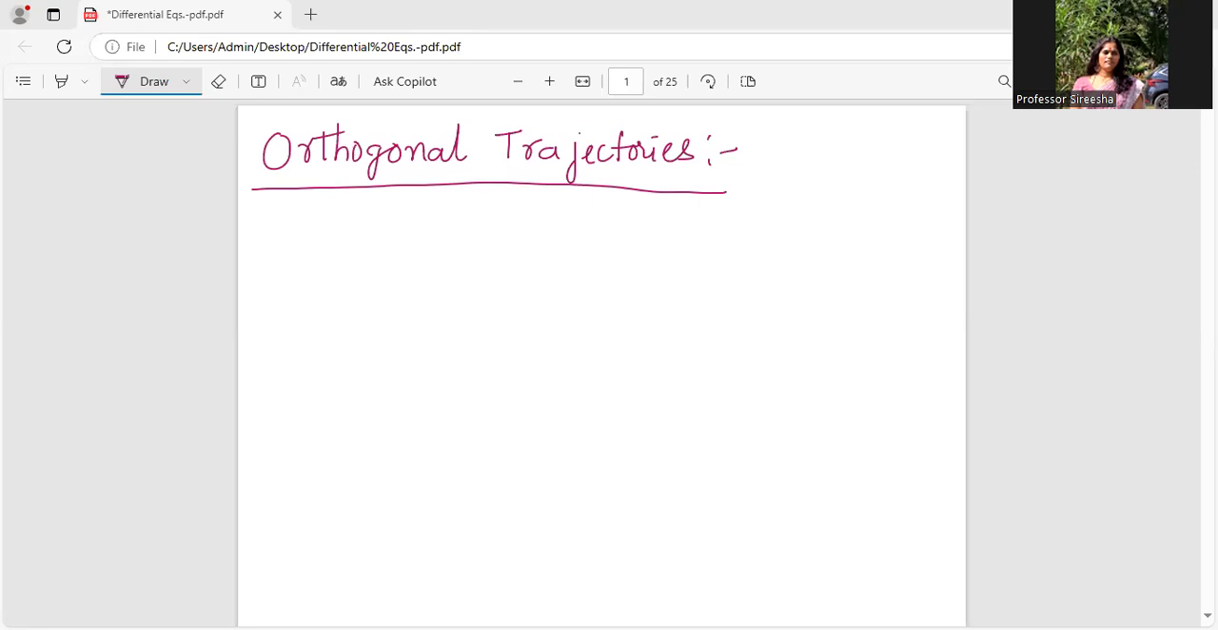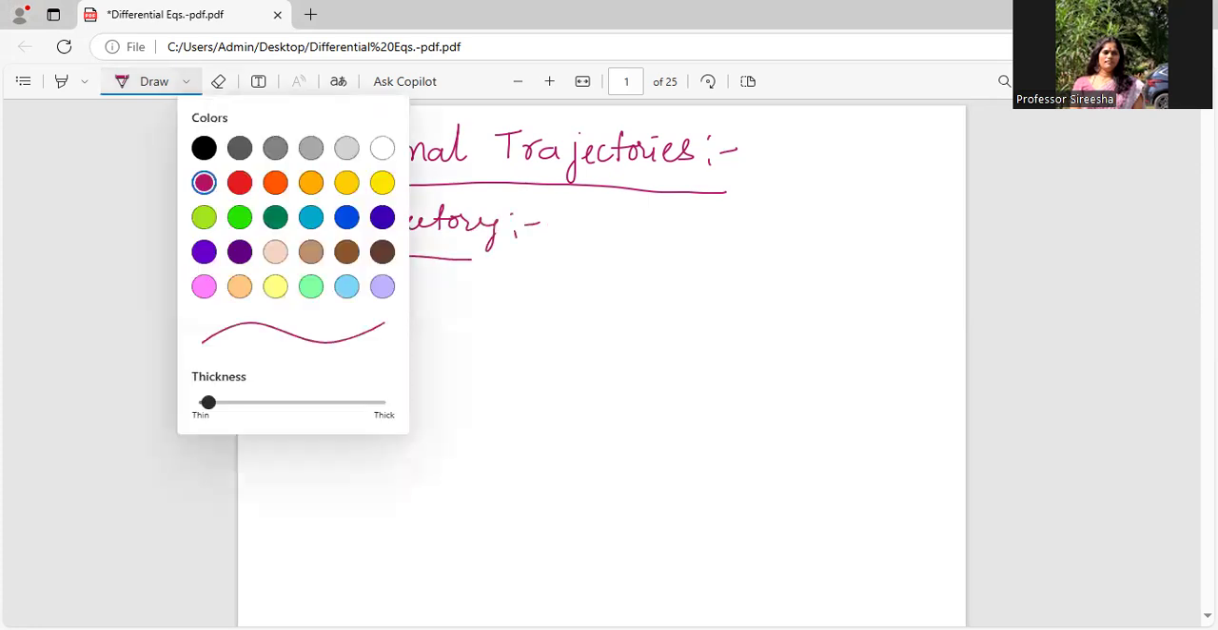Hello everyone. So today's topic is orthogonal trajectories. This is the topic that comes in differential equations, as all of you know. So what exactly is an orthogonal trajectory? Actually, first you ought to know about an alpha trajectory. What's an alpha trajectory? Basically, it's a curve.